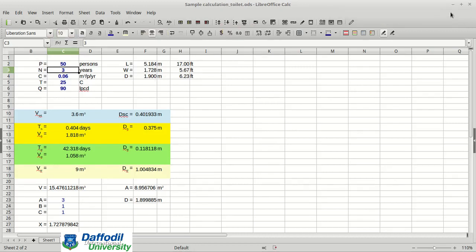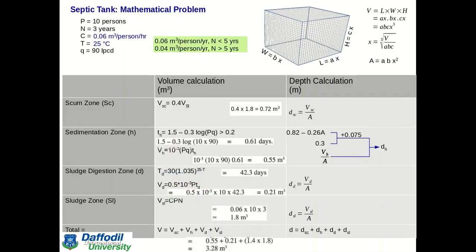Okay, so that is why I prefer this area should not be taken blindly as 3 meter. You should always use a ratio and solve the problem.